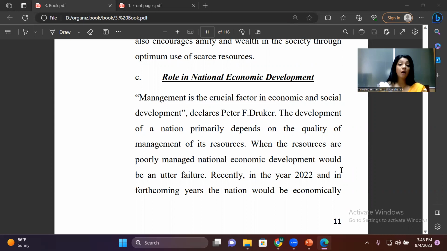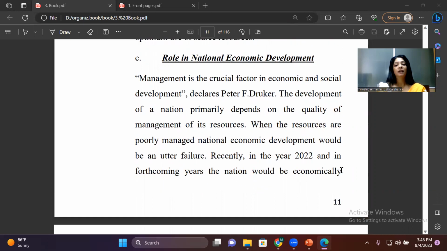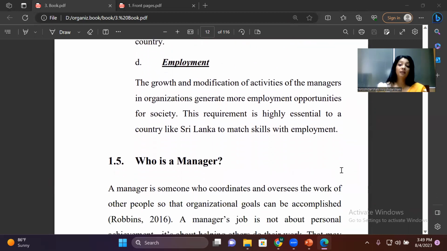Once you are not properly managing your business, definitely you would be in an utter failure, right? Once you fail, it is not a good thing even for the society, right? Because customers are expecting your products. Customers may have an interest in you. If you fail because of poor management, that would be a problematic thing.